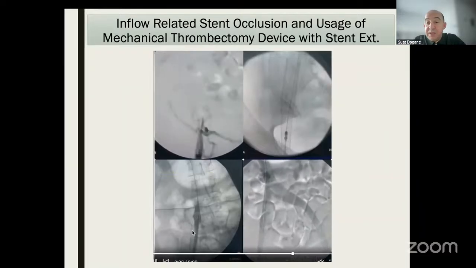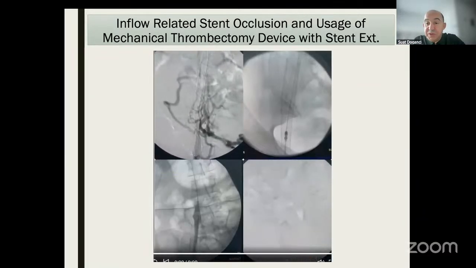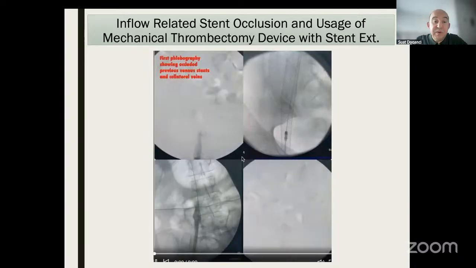And I'm very happy that Steve is with us. I think he has a lot of experience with these new style debulking devices. I think we will talk later on. But we recanalized this with balloon angioplasty and this mechanical thrombectomy device.